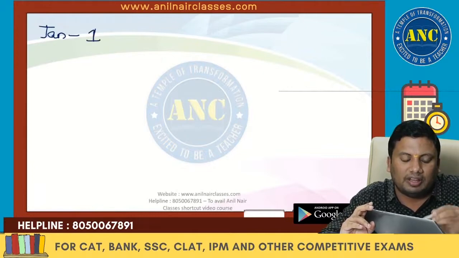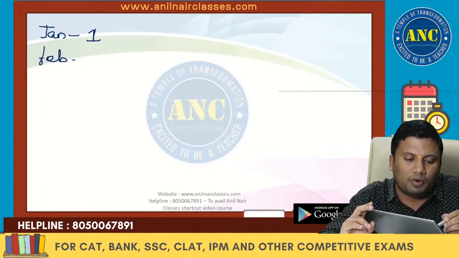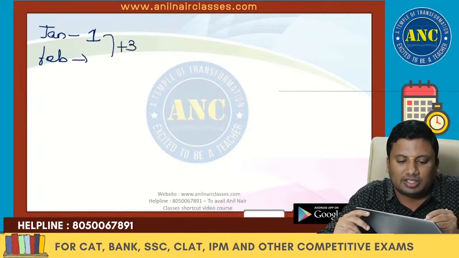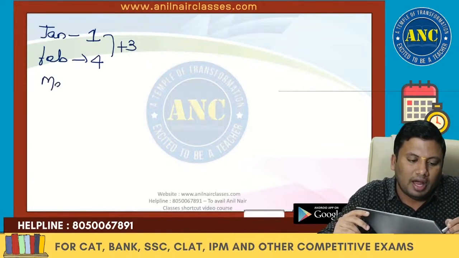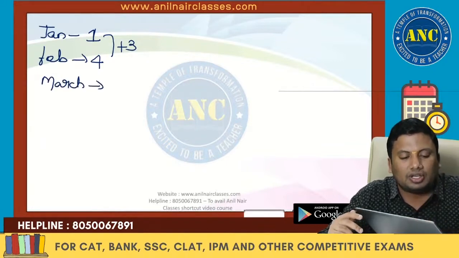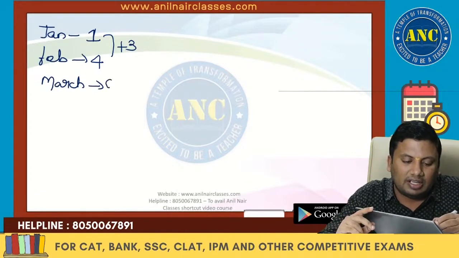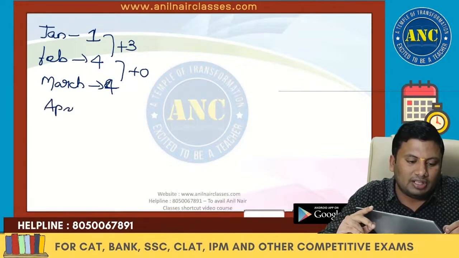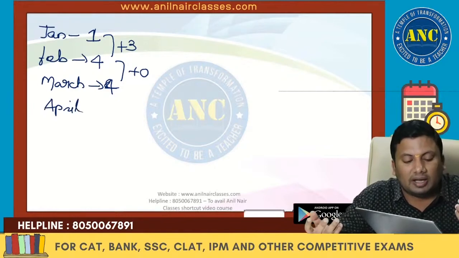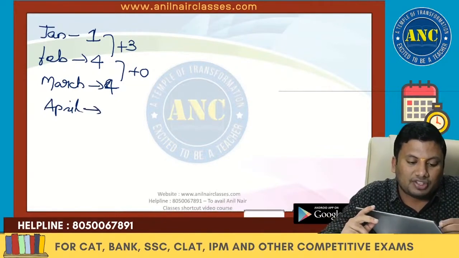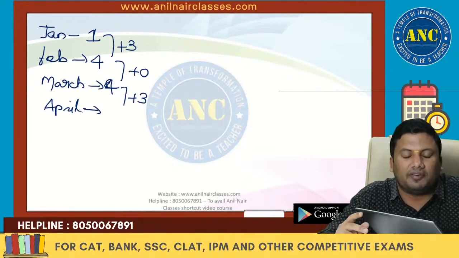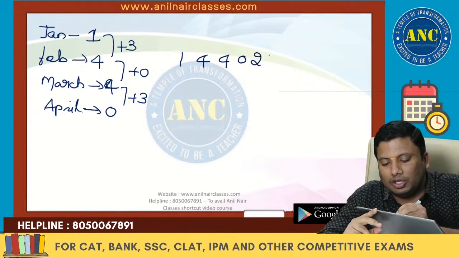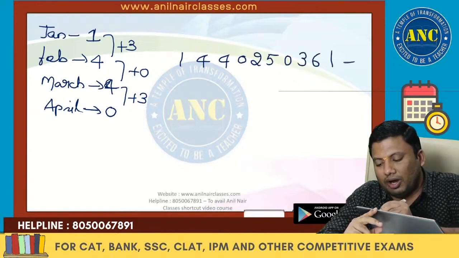January is nothing but the first month, 1. February, I want the month key. January contains 31 days. 7 fours are 28, extra is 3, so it is 4. I want the month key of March. February has 28 days, 28 by 7, remainder 0, 4 plus 0, 4. April: March is 31 days, 31 divided by 7, remainder 3. So it is nothing but 144 025 036 146.